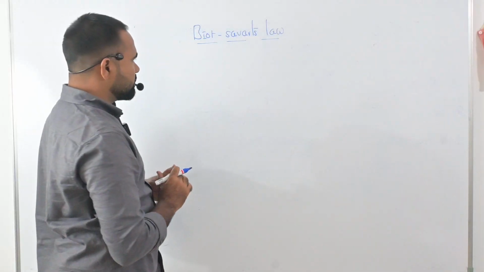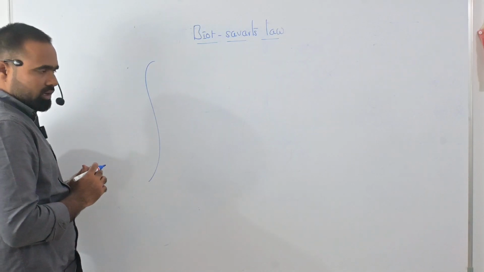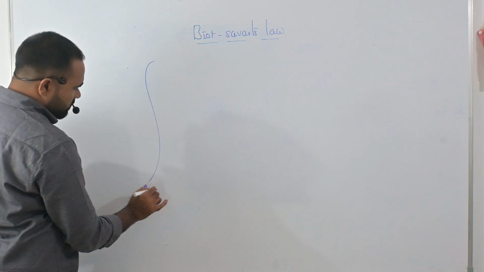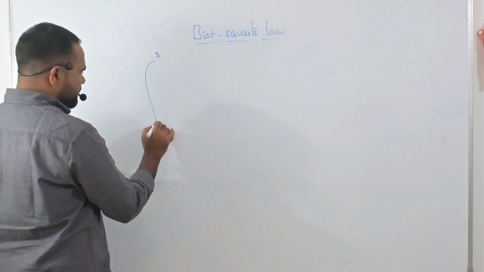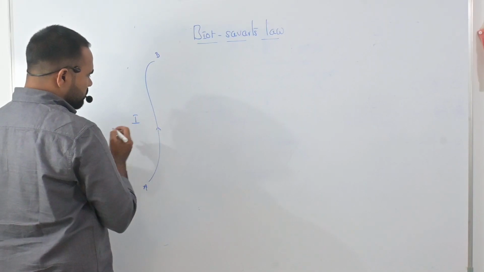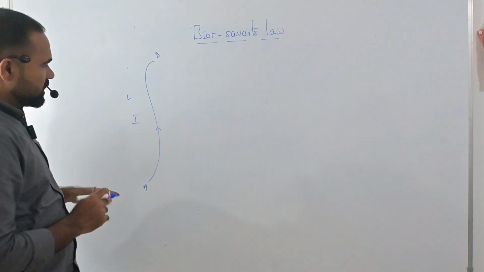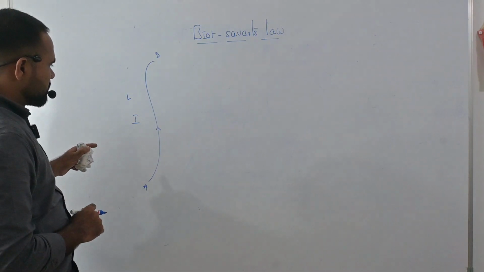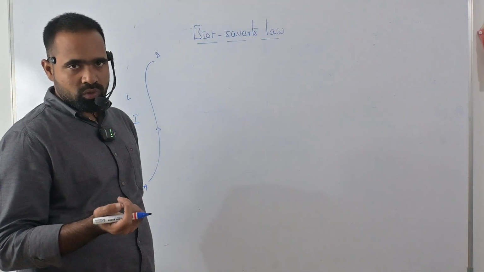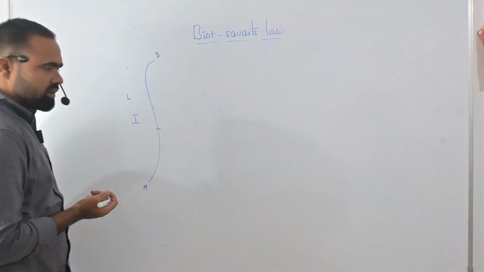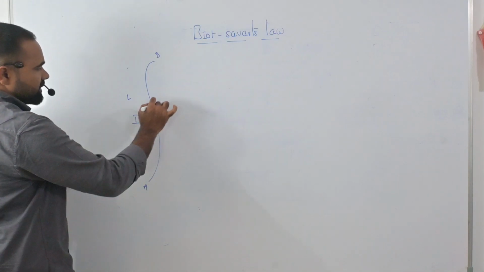What is Biot-Savart's law? Take a current carrying wire. This end is named A and this end is named B. This wire carries a current, the amount of current is equal to I. The length of the conductor I am taking as L. It is a finite wire. Every current carrying element will produce a magnetic field around itself in the form of concentric circles.